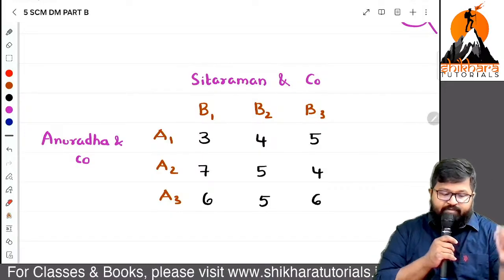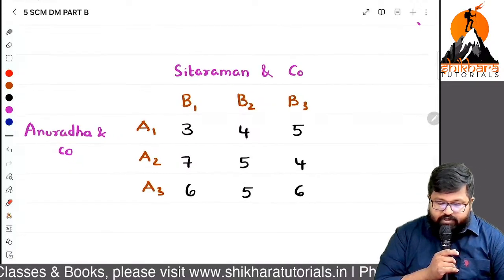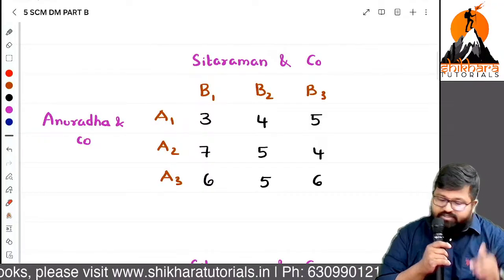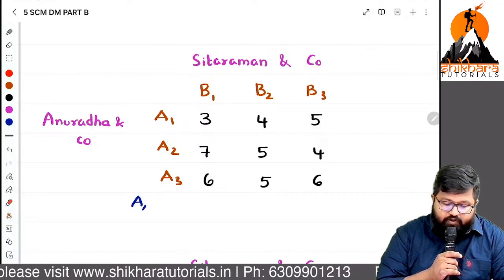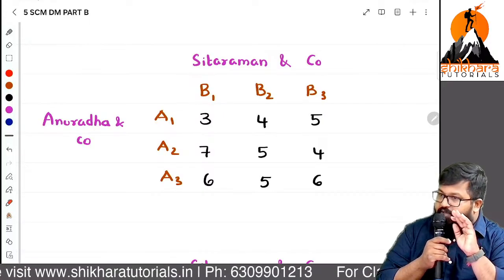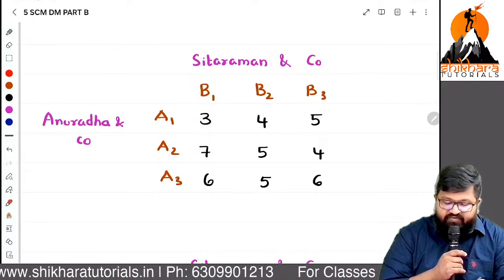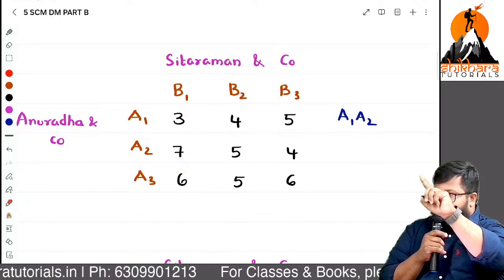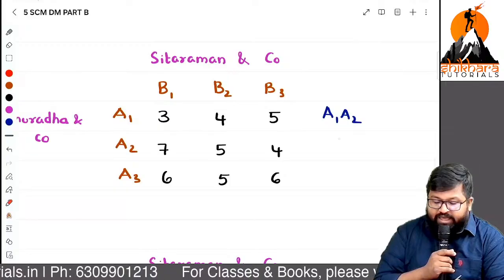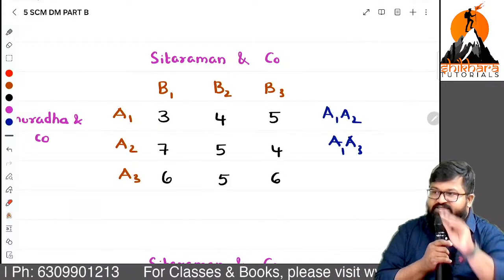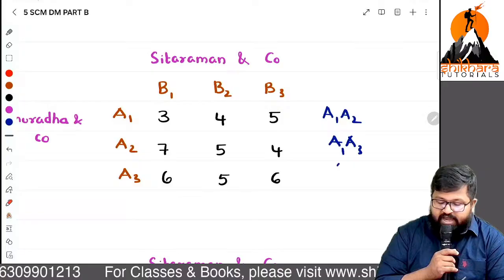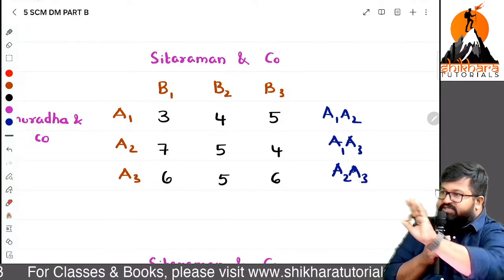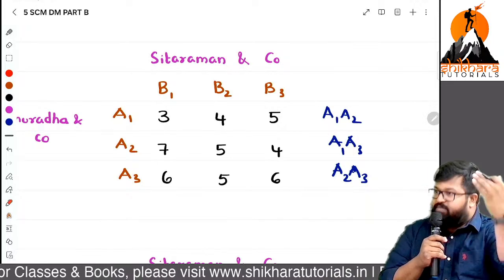First, how many options will Anuradha and company have? 3 options: A1, A2 and A3. We are comparing A1 with A2. That is the first comparison. Again, A1 with A3 is the second comparison. Next, A2 with A3. These are the 3 comparisons our company is making.